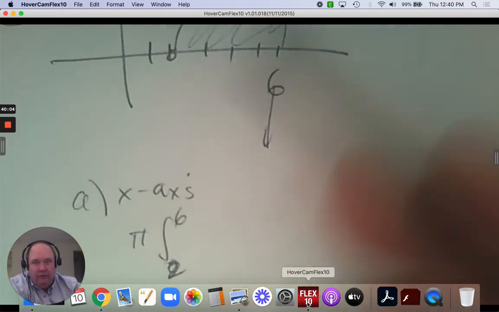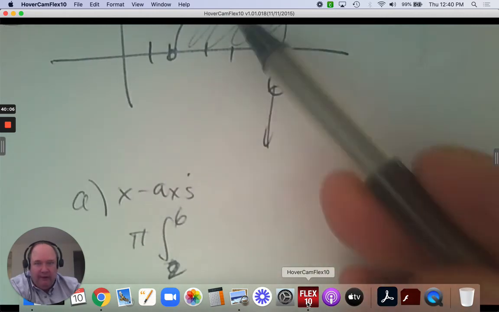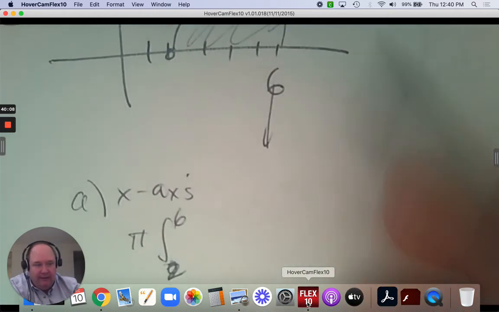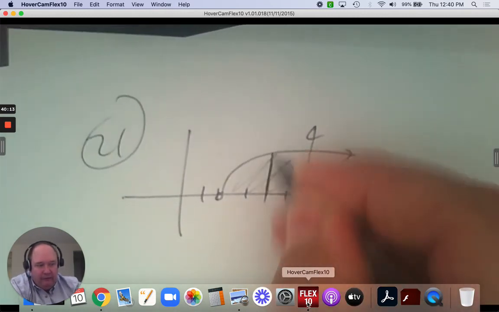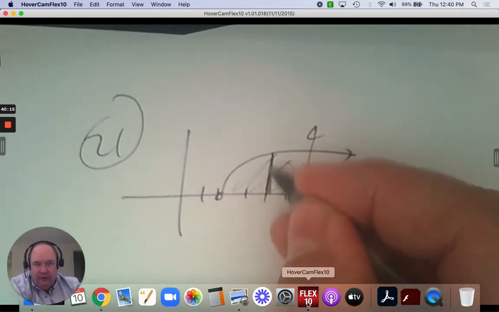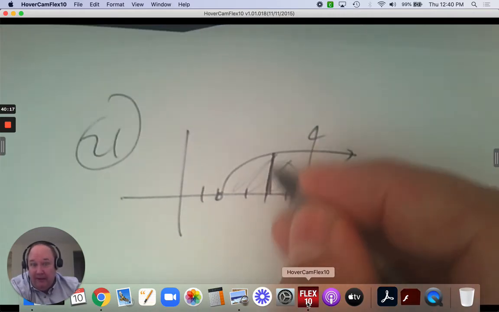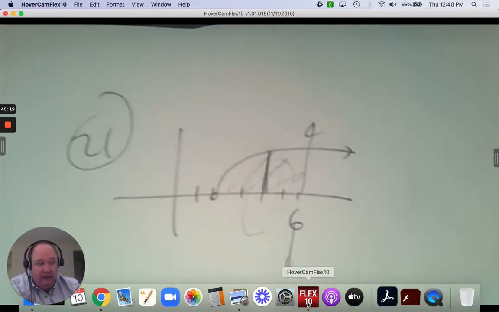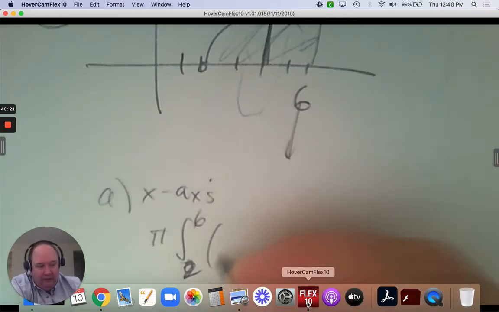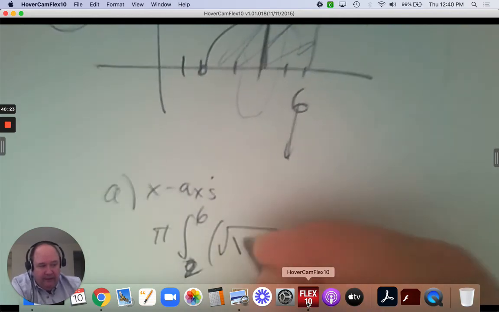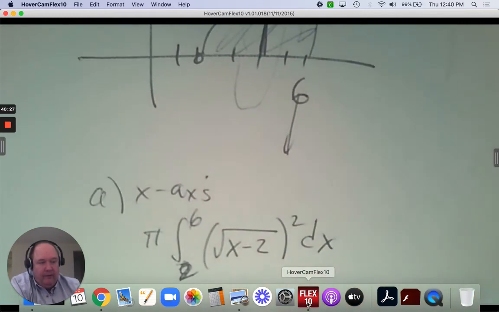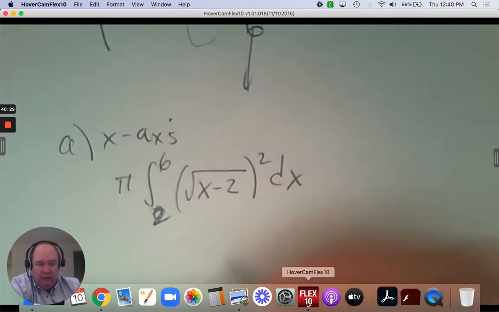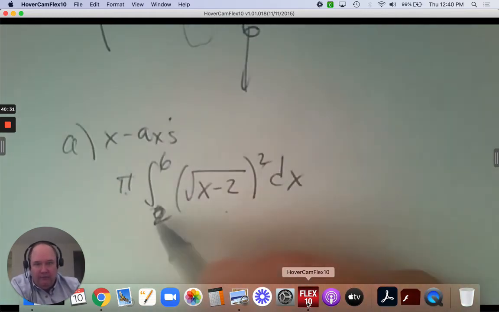So from 2 to 6, we're revolving it around a horizontal line. It goes top to bottom revolving. And then the radius is the same as the base. So this base that we had for a square is really the radius if I rotate it all the way around. So the radius is the square root of x subtract 2. And there's your setup to find the volume, pi r squared, from 2 to 6.